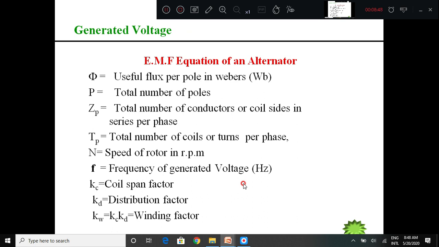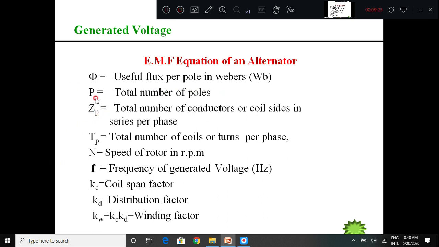Then we will derive the generated voltage or EMF equation of an alternator or a synchronous generator. An alternator is nothing but a 3-phase synchronous generator. Some of the nomenclature for this EMF equation: one is the flux. That is, the useful flux per pole. That is the flux produced by each pole. It is not the total flux. It is the flux produced per pole, therefore it is represented in Webers. P is the total number of poles.